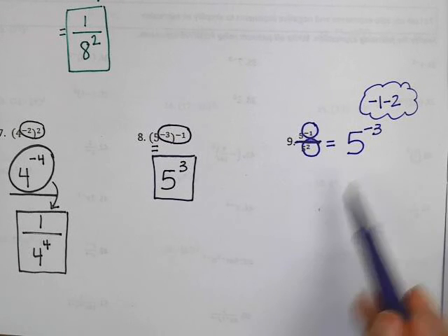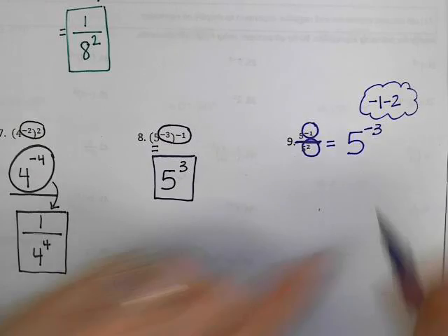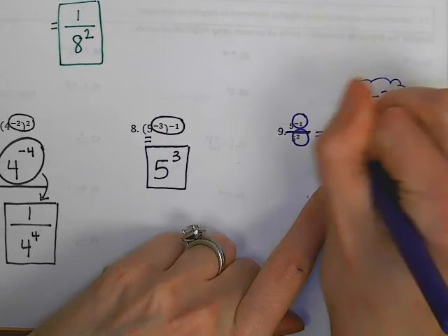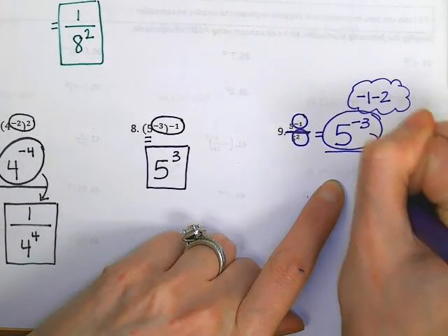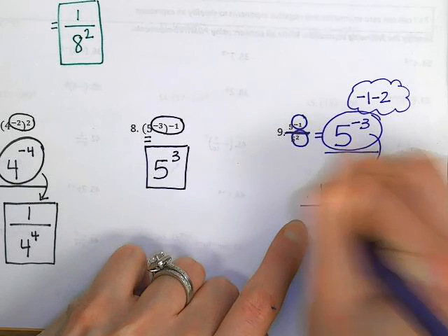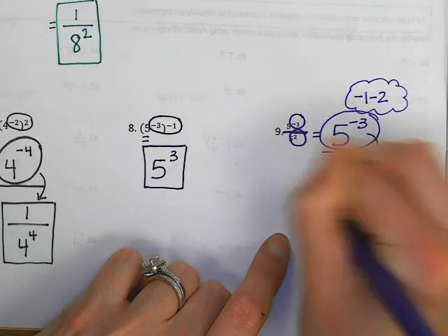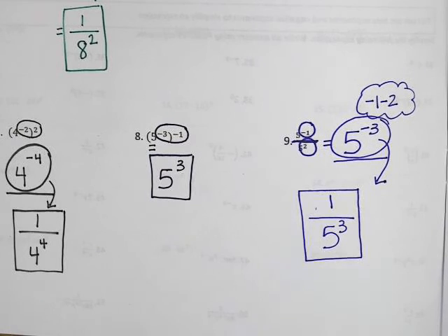All right, but if your exponent's negative, drop it like it's hot. So that means that the base and the power need to drop. So final answer is 1 over 5 cubed. 1 over 5 to the third.